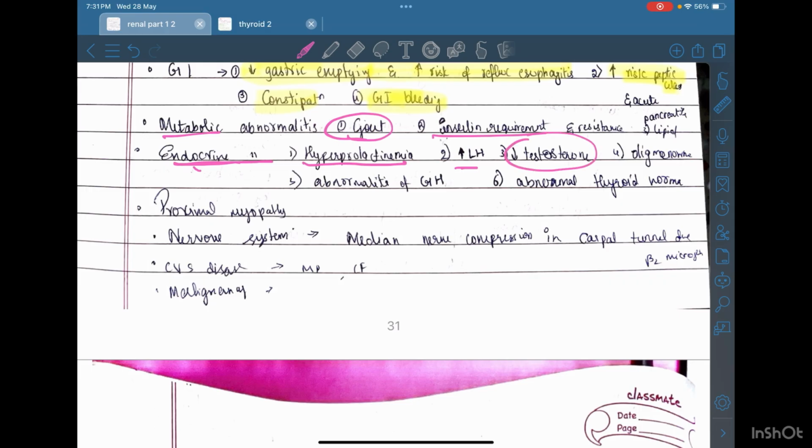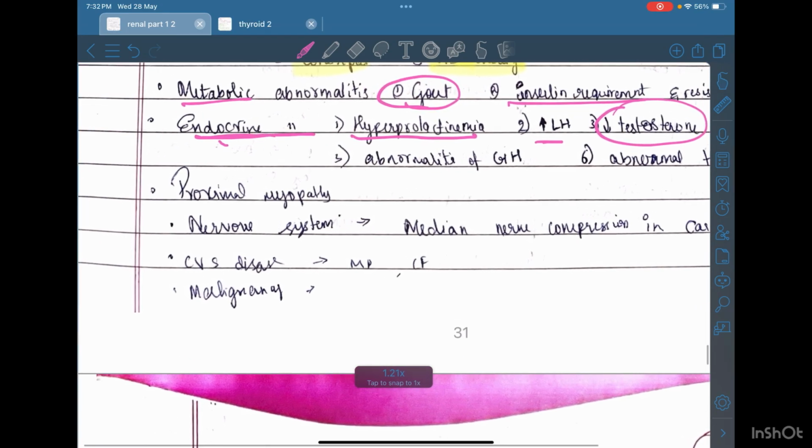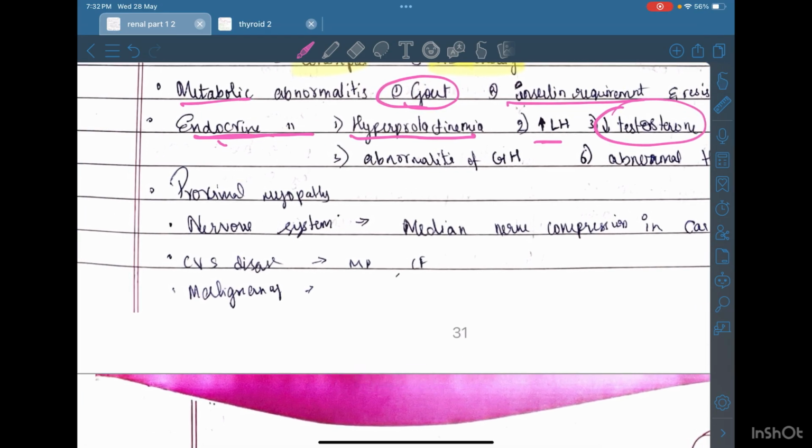Okay, then absence of normal cyclical changes in female sex hormones, resulting in oligomenorrhea or amenorrhea, abnormality of growth hormone secretion and action, and abnormal thyroid levels. So many things, it affects many things, right? So it causes hyperprolactinemia, altered growth hormone, decreased testosterone, oligomenorrhea, thyroid abnormalities, right? So many things. Then it can cause proximal myopathy.